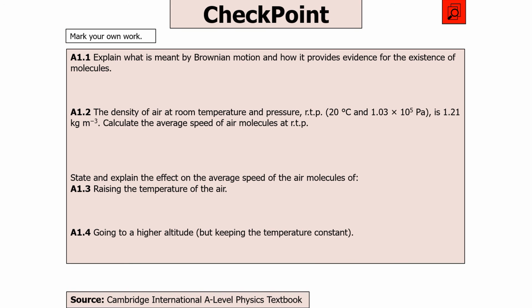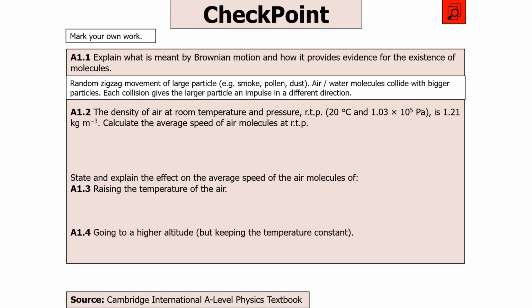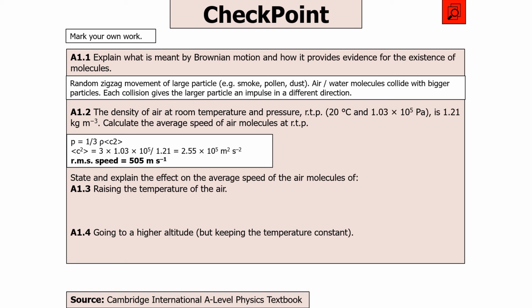Right, in this first one, Brownian motion is the random zigzag motion of larger particles. So the air or water molecules will collide with these bigger particles. Each collision gives the larger particle a change in momentum, or an impulse, which will make it move in a different direction. This next one we can do P equals 1/3 ρ C squared, so you can pop in all the values and you get 2.55 times 10 to the 5 as your C squared, so therefore C is equal to 505 meters per second.